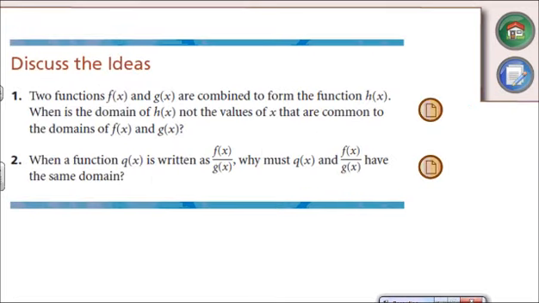And again, just discuss the ideas, solidify what you've learned here.